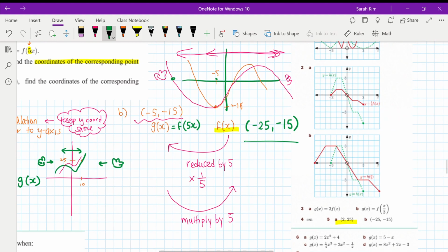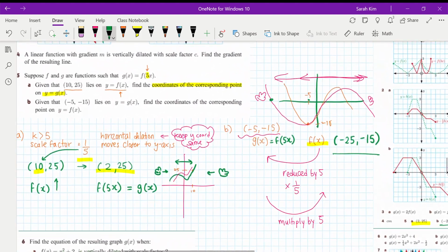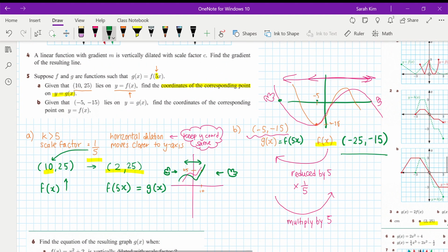Let's just go double check. It is. So hopefully that made sense. If you didn't quite understand it, this would be an important exercise to understand. So come see me. We can talk about it.